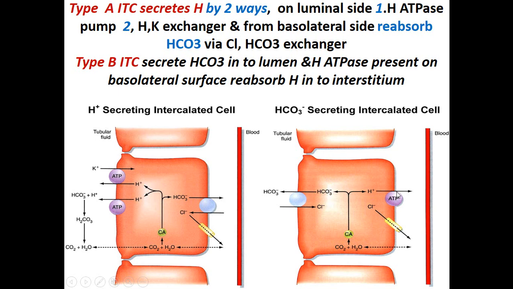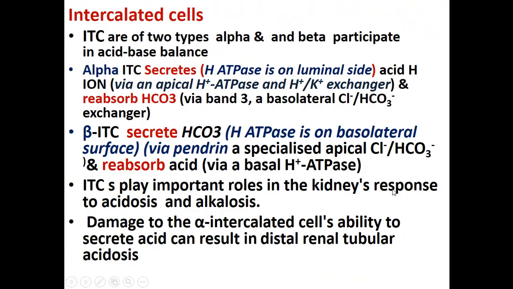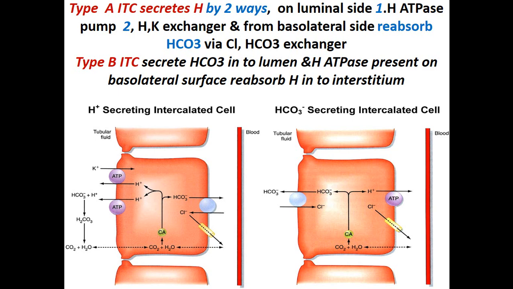So the basic difference between type A and B, or alpha and beta, is the presence of the hydrogen ATPase. In type alpha or type A it is present on the luminal surface, while in type beta or B it is present on the basolateral surface. This is the main difference. So in the type A, the hydrogen ions are secreted by two ways. One is the hydrogen ATPase pump and the other is a counter transport with the potassium.